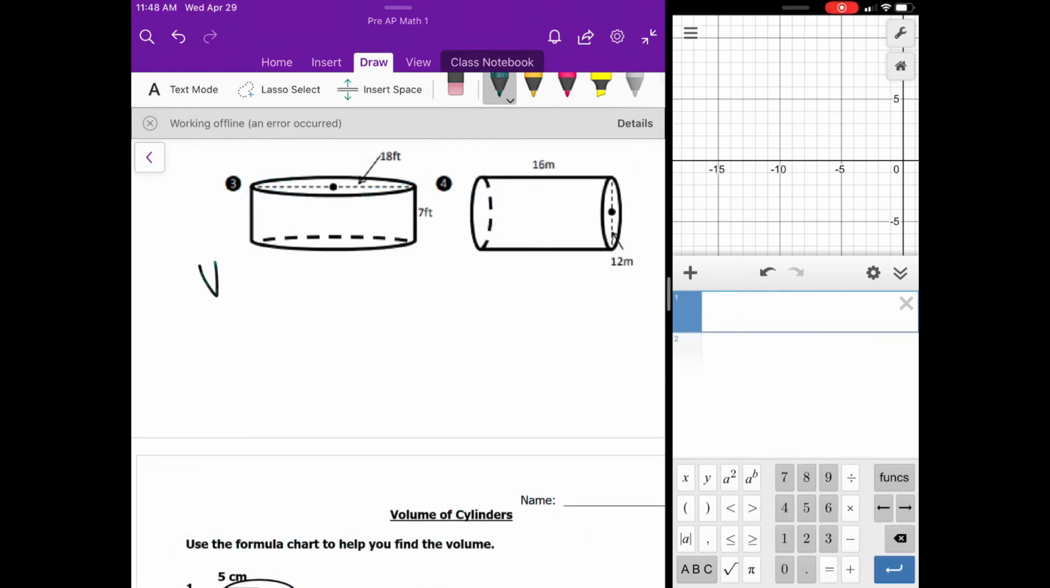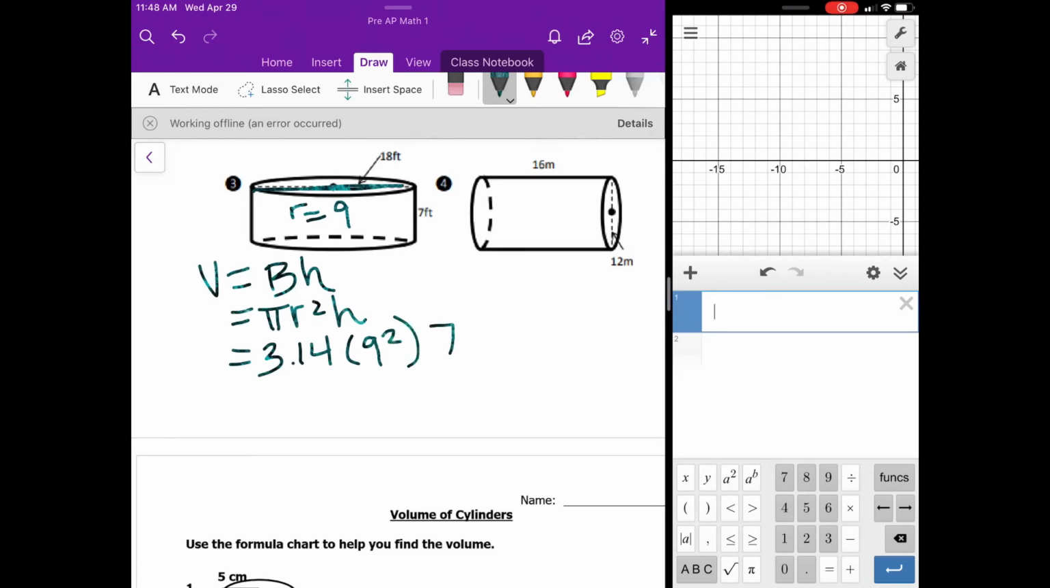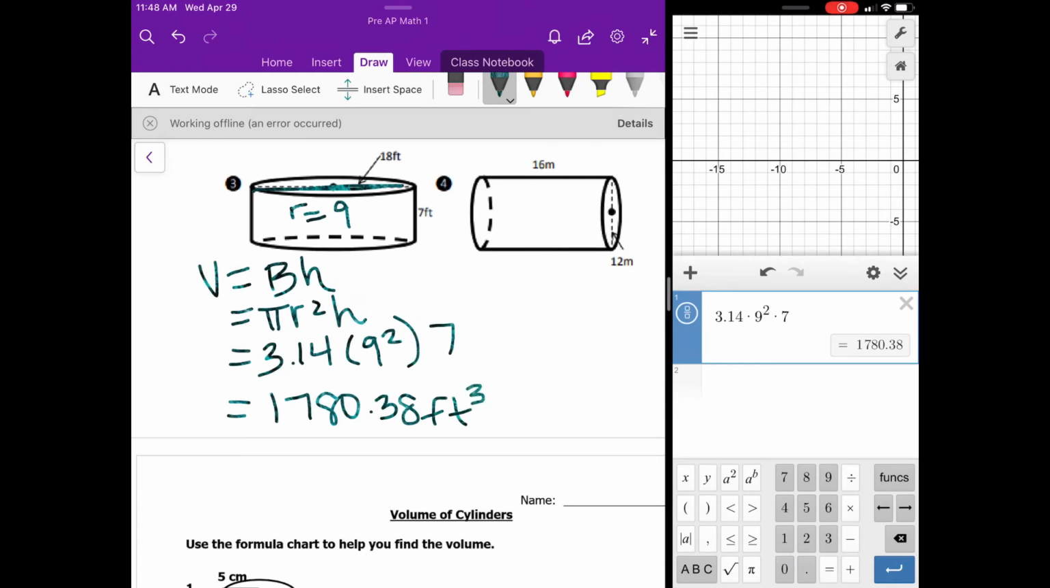Now for number 3, remember, we're still going to write down our formula. Our base is a circle, so it's pi r squared times our height. So take a look at number 3 very closely. Our base is showing that this whole line right here is 18. So that's our diameter. We need to find our radius. And remember, to find our radius, you just cut that in half. So our radius is going to be 9 for number 3. So go ahead and write down everything that you have. Pi is 3.14, radius is 9. Square that. Our height of our cylinder is 7. Put that into your Desmos. And our answer for number 3 is 1,780.38 feet cubed.